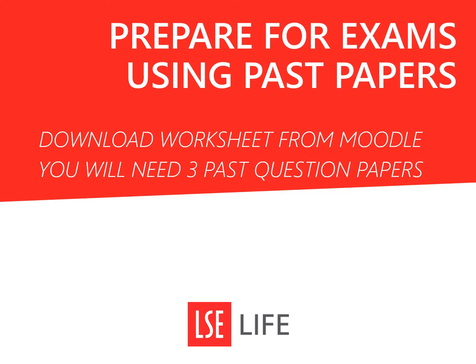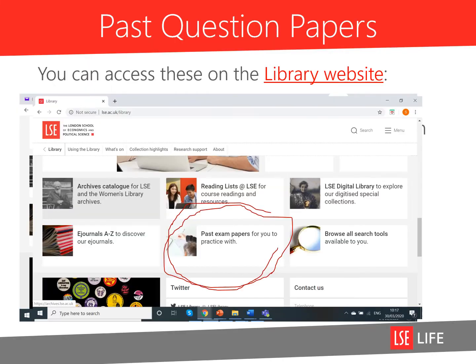Hello everyone, this presentation looks at how to prepare for your exams by using past papers. Before we start, you're going to need to download the worksheet from Moodle and you're going to need 3 past exam papers. To find exam papers, go to the library website and scroll down and you should see the link to past exam papers. If you can't find it, just use the search function on the LSE page and look for past exam papers and you should find them quite easily.